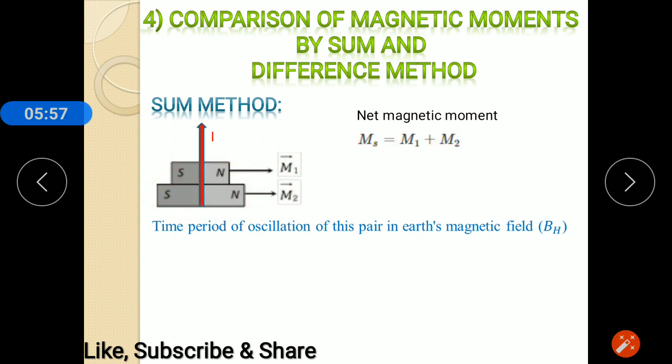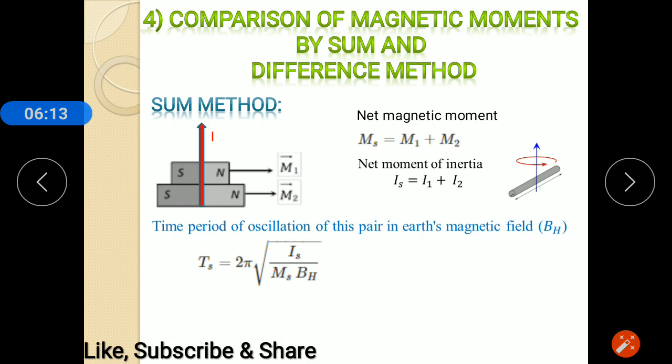Now, how do we find its moment of inertia? The moment of inertia is about its axis. It is upward. So the moment of inertia of both bar magnets is upward. So the total or net moment of inertia in the sum method is I1 plus I2.